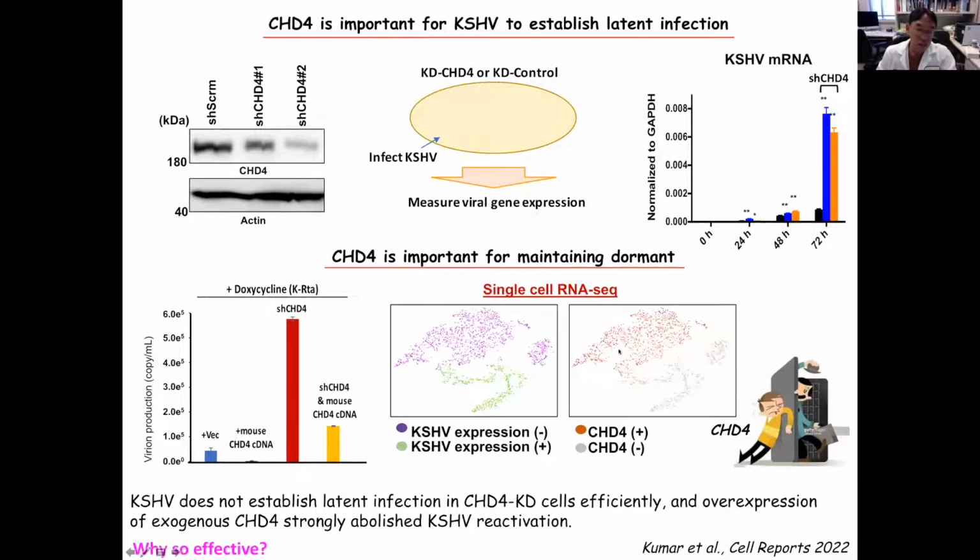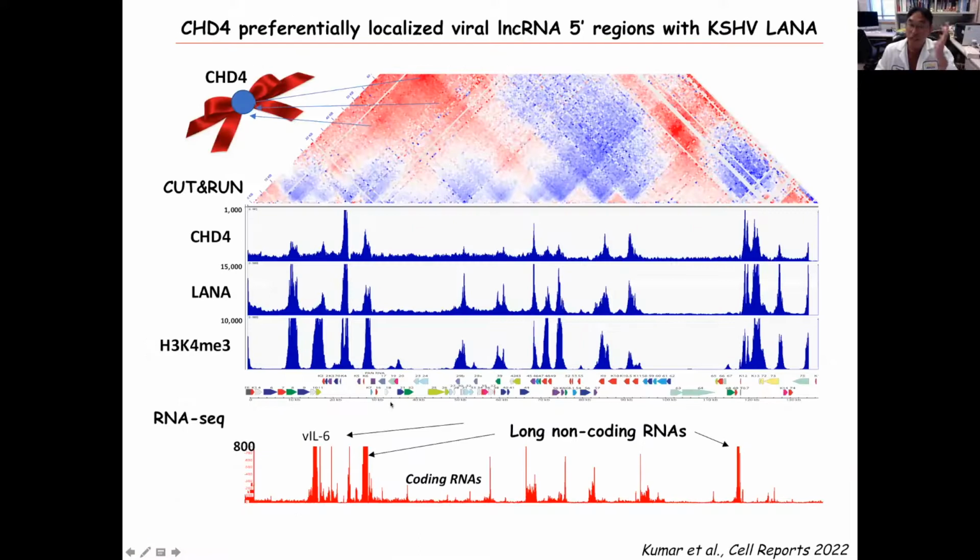So why is CHD4 so effective? Looking at where CHD4 is actually located on the KSHV genome, here is the CUT&RUN study to locate where CHD4 and RTA are located. What we see is that CHD4 and RTA are located in the promoter region of those highly expressed non-coding RNA regions. So what we think is that CHD4 is positioning the CTCF to inhibit the elongation of the RNA polymerase that expresses the non-coding RNA, which inhibits the lytic gene expression.